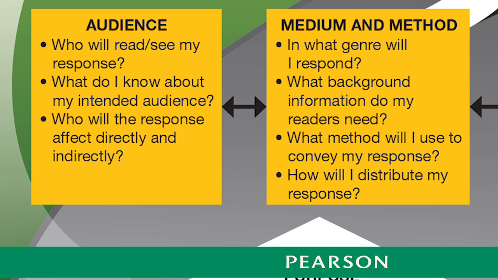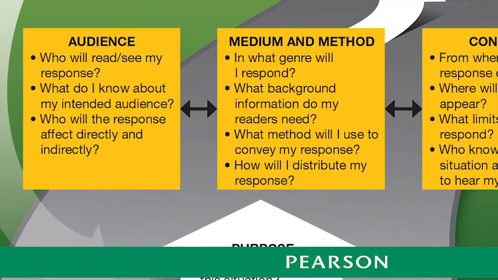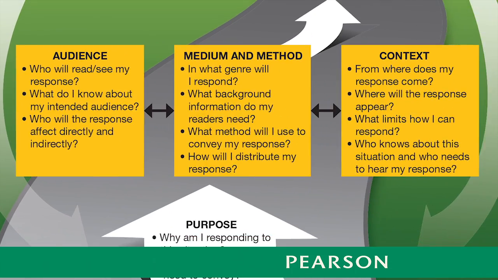Likewise, I always want to show students that when thinking about and asking about audience, medium, and method, they should also start to question the context of their responses. Where will the response occur? Where will the response appear? What limits the possibilities of response? Each of these kinds of questions should be asked in conjunction with one another, since the answers to any one of these questions will affect how students might want to ask the other questions.